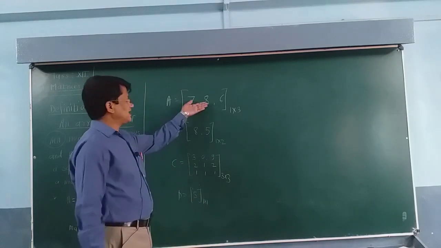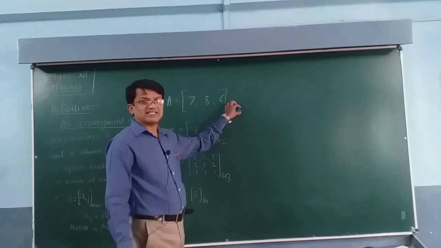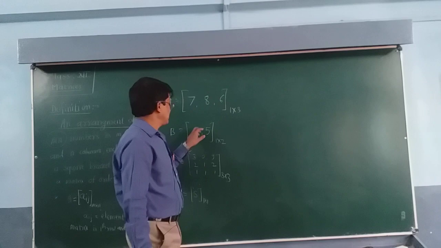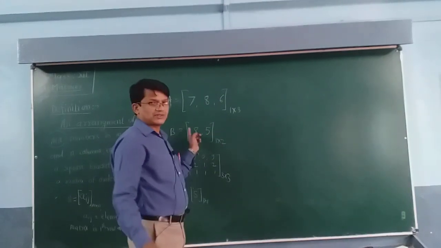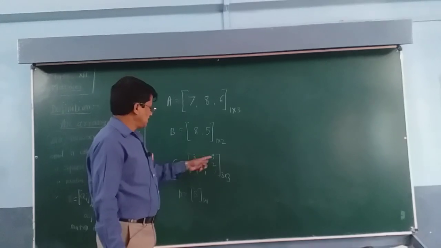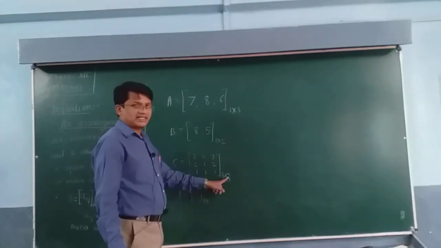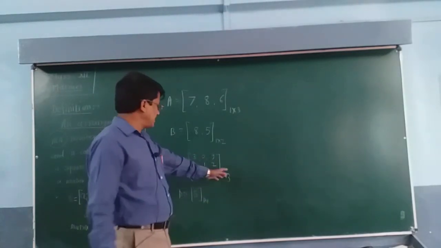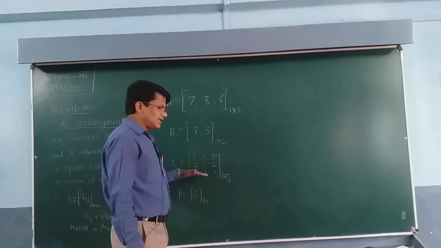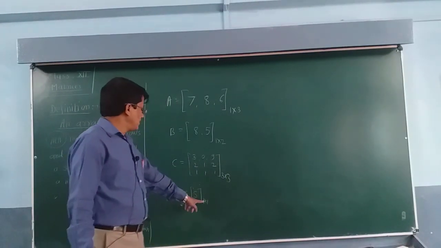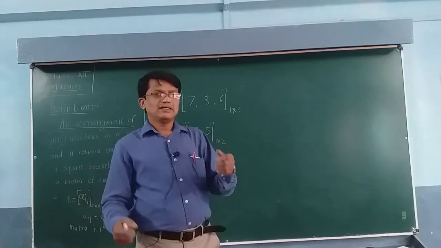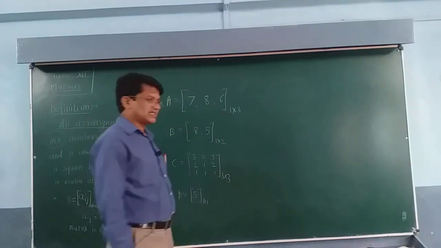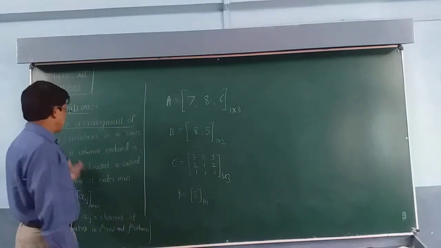How many elements are arranged? 3 into 1, 3 elements are arranged row-wise. Here 2 multiplied by 1, 2 elements arranged according to one row. Here 3 multiplied by 3, 9 elements are arranged according to 3 rows and 3 columns. Here only 1 element is arranged, so 1 row and 1 column. These are different examples of the matrix.